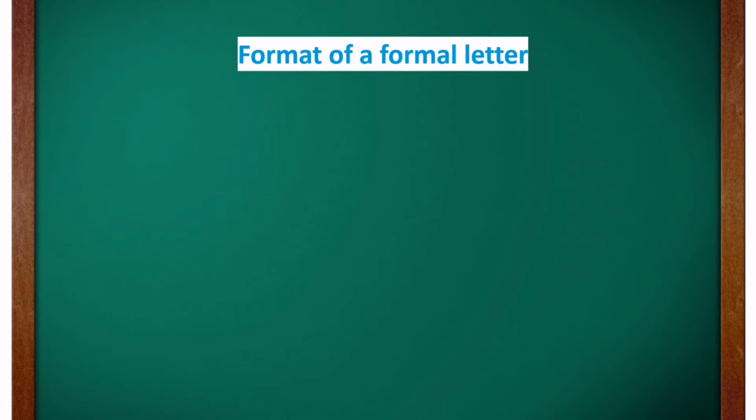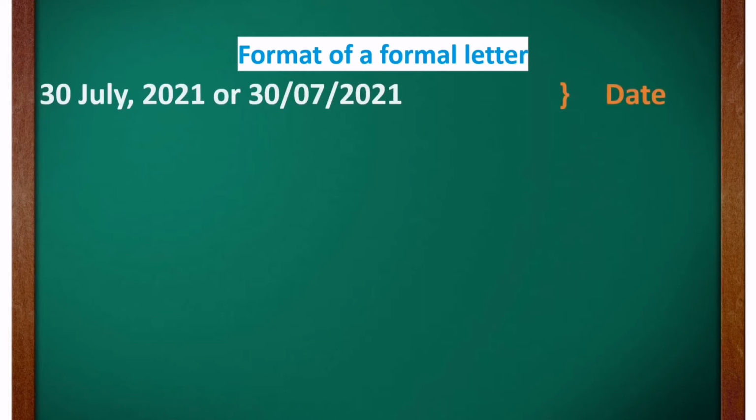A formal letter usually follows a particular format. So dear students, let's see the format of a formal letter. First of all, date. The date is usually written at first on the left-hand corner. And you can see I have written the date in 2 ways. So you can use these 2 ways.